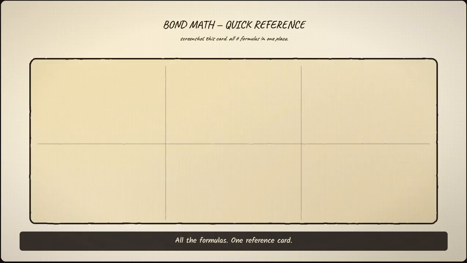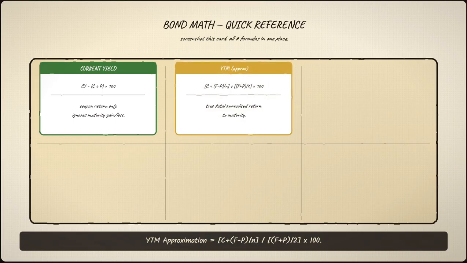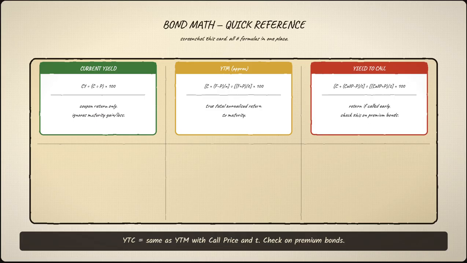Let's put all the math from this episode in one place. Current yield tells you the returns from coupon alone, ignoring the maturity value. Yield to maturity approximation tells you the true total annualized return if held to maturity. Yield to call is the same as yield to maturity, but with call price instead of face value and years to call instead of years to maturity. This tells you the returns if the issuer calls the bond before maturity.